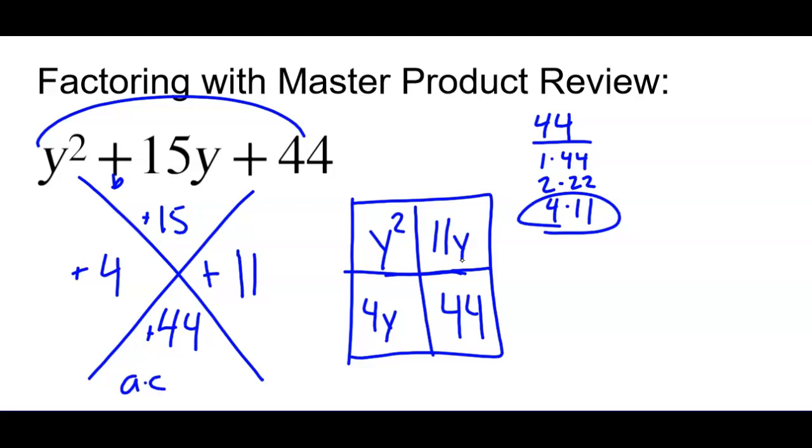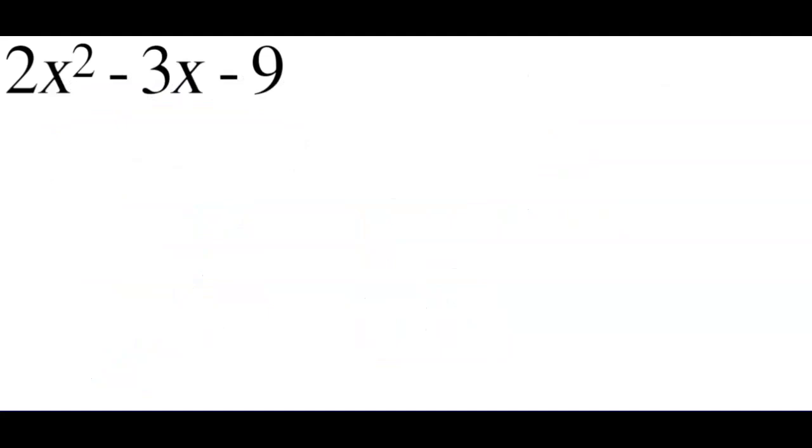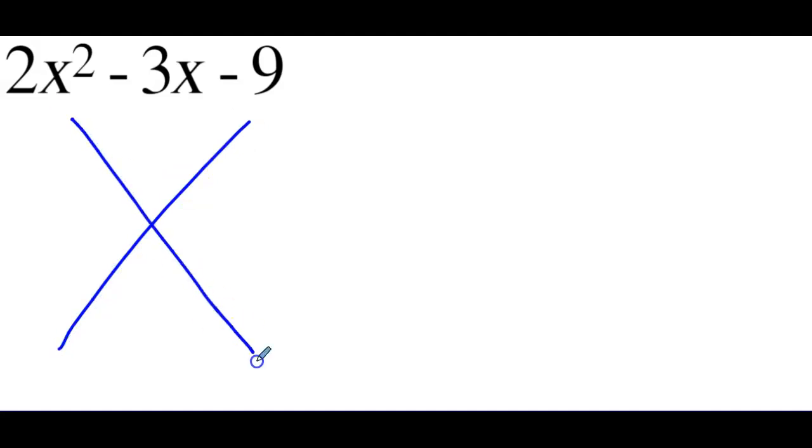So, moving on. There's one more that I want you to do for practice, maybe. 2x squared minus 3x minus 9. So here we have two minus signs. What's my a times c? 2 times negative 9 is negative 18. What's going to go here?